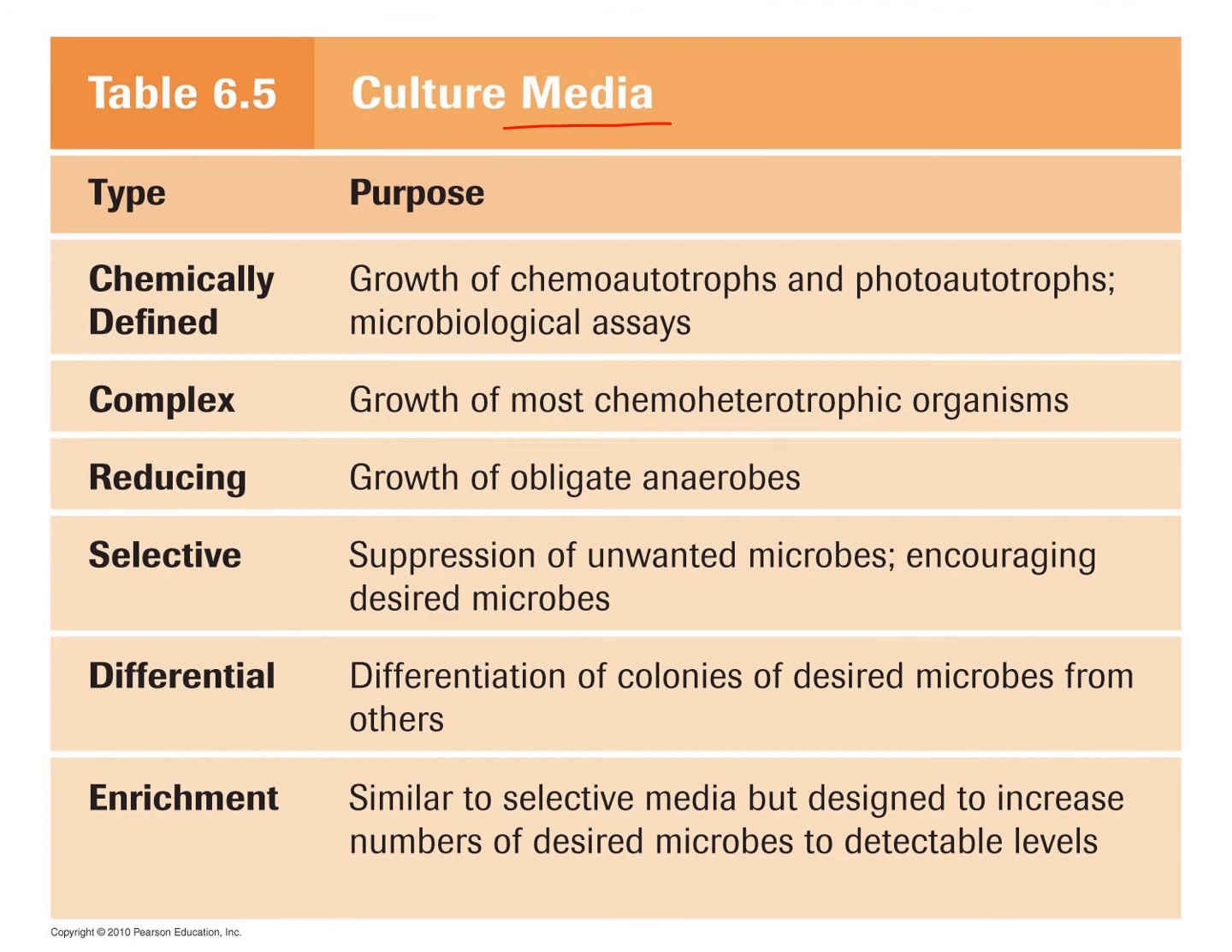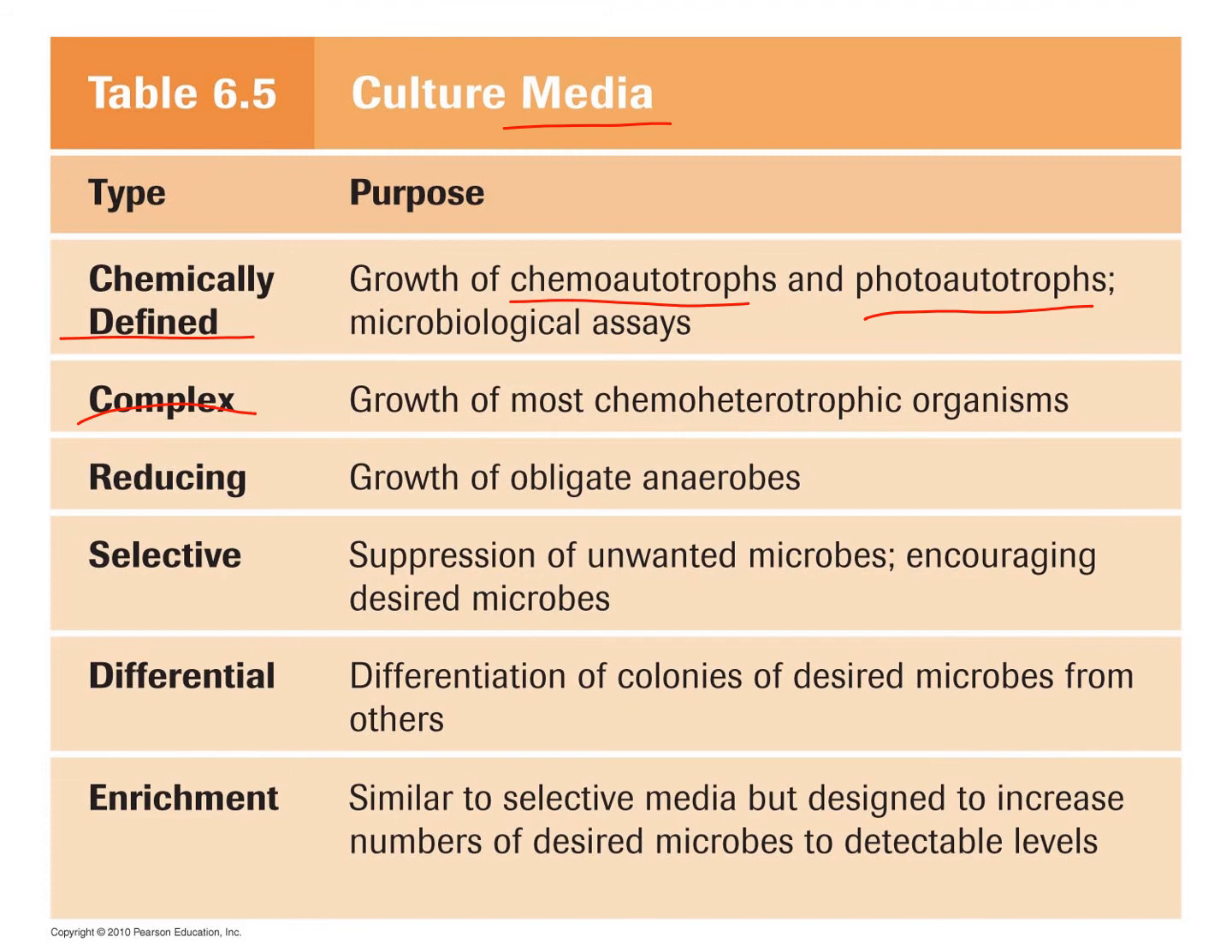And there are several different types of media that you should know. The first type of media is called chemically defined. We refer to it as chemically defined because we know every component that is in the media and exactly how much. So chemically defined media would start with distilled water, and then the researcher would put in exact amounts of certain types of sugars, amino acids, and other components. And this chemically defined media is used to grow chemoautotrophs and photoautotrophs.